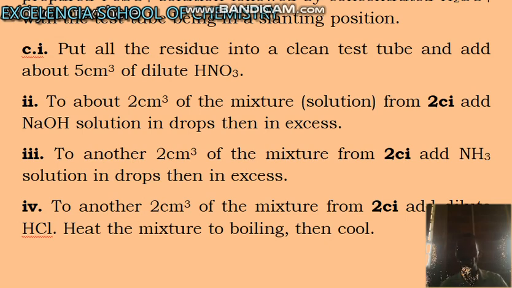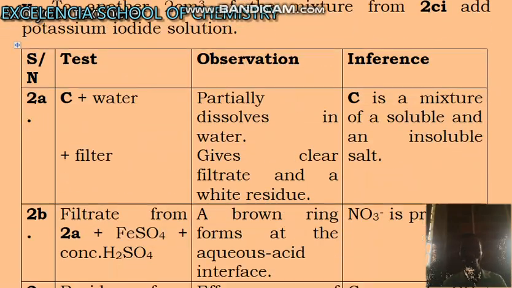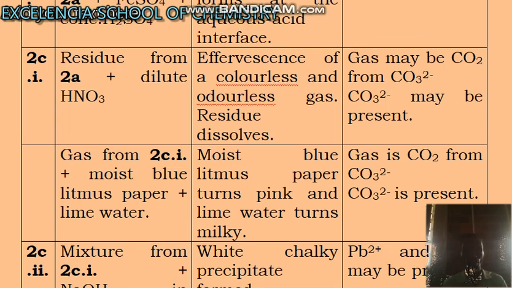There's carbonate here. Dilute HNO3 is used as against H2SO4 or HCl, because the other two will bring up more fresh precipitate. But on adding dilute HNO3, there will be effervescence of a colorless and odorless gas. Of course, you have to describe the gas, the smell and the color of the gas. And the residue dissolves. That is very important. You note that. Gas may be carbon(IV) oxide from CO3²⁻. You don't say gas is. At this point, you suspect first. Then you will now say that CO3²⁻ may be present.